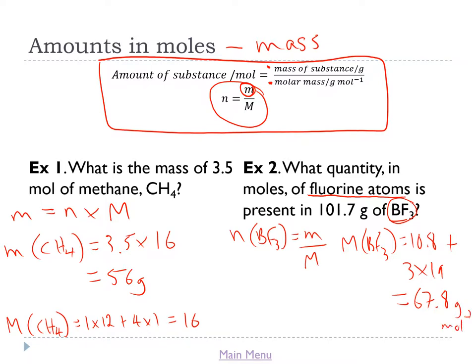So we can work out our number of moles of BF3 now. So that is going to be 101.7. That's our mass over our molar mass, 67.8. And that comes to 1.5.